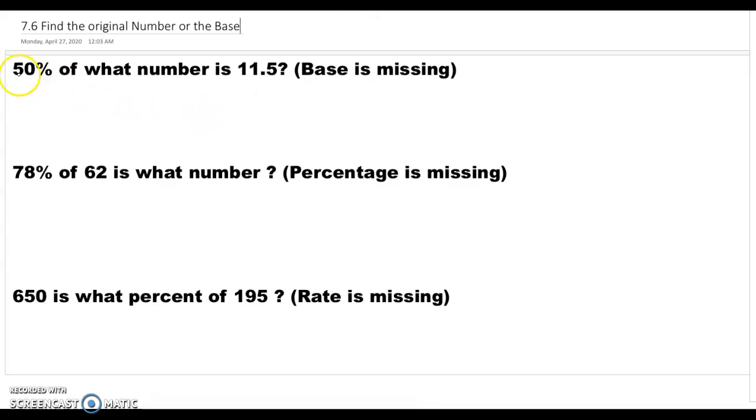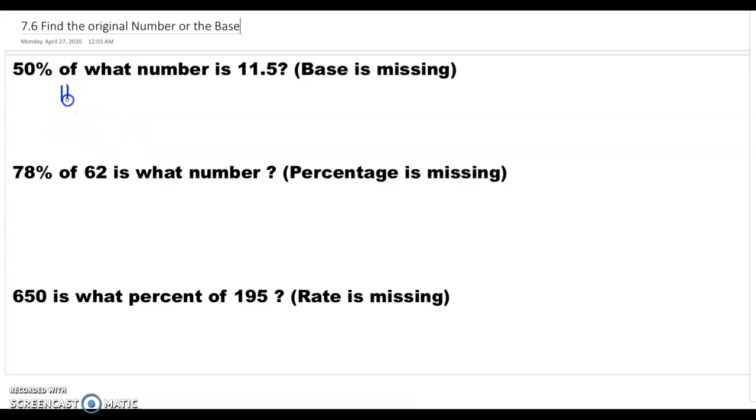So the first one we have here: 11.5 is 50% of what number? The base is the missing number, okay? Remember, we always have to dissect the word problem we're hearing and put it in the correct order. We have to identify what's missing first. The base is missing. So when we do our proportion formula, the base always goes on the bottom. Your first set of numbers, the percentage, will always go over 100, and your second number, that's not a percentage, will go on top of the base, okay? So let's write it out.